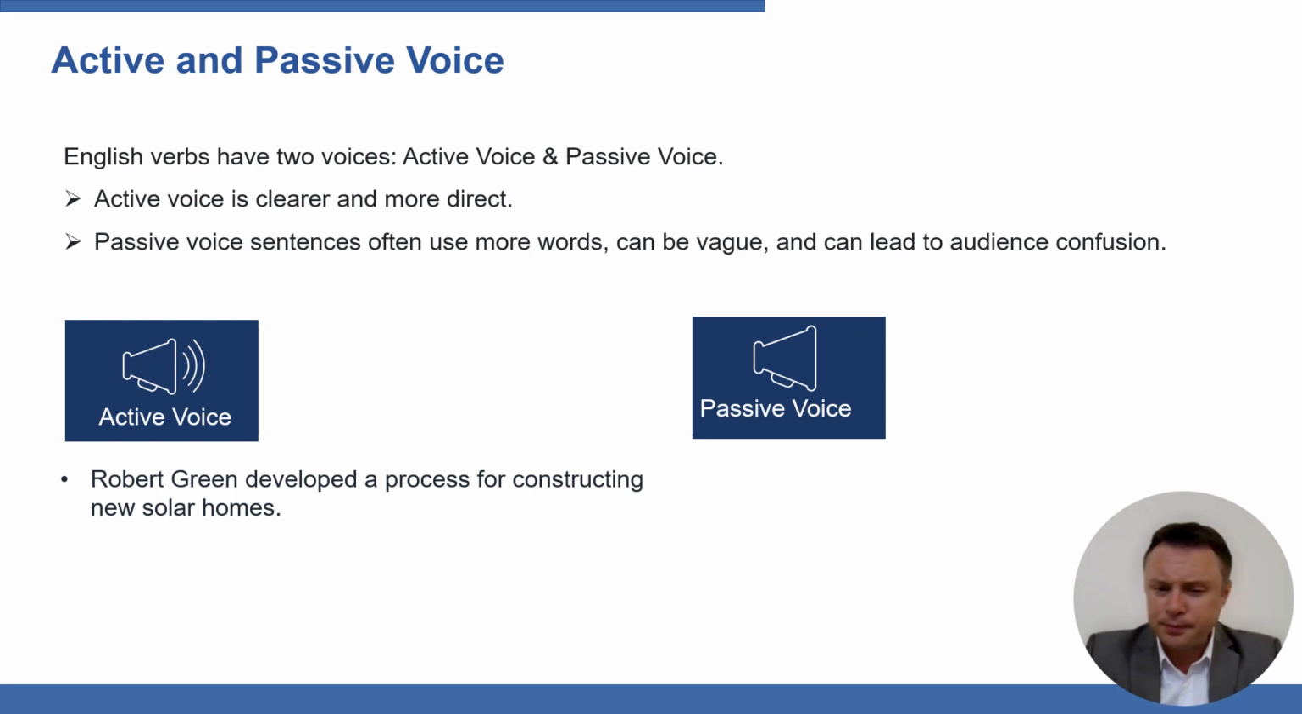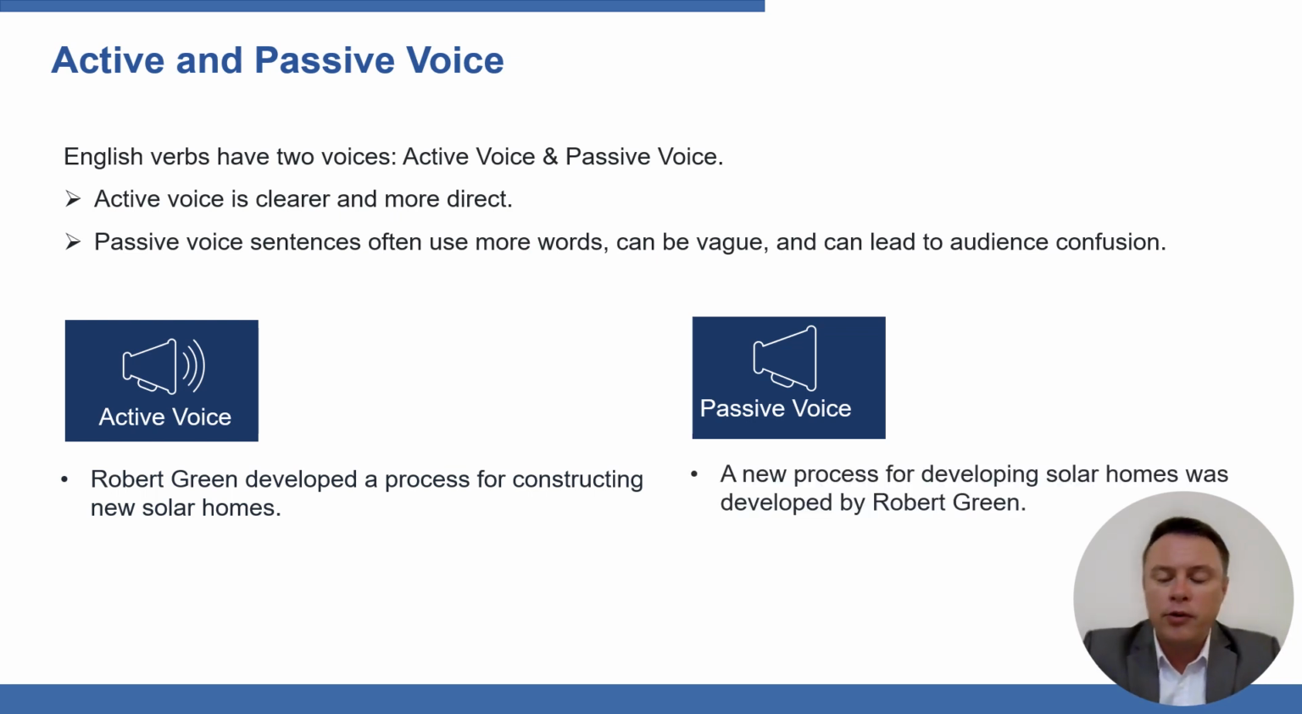Okay, so just to give you some examples of active and passive. In active voice, you focus on the subject. So here, for example, it is Robert Greene. Robert Greene developed a process for constructing new solar homes. The focus is on Robert Greene. He is the subject. Now if we write that sentence in the passive voice: a new process for developing solar homes was developed by Robert Greene. I paused there because you could actually completely remove "by Robert Greene."